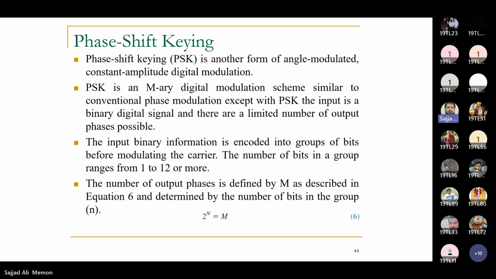Now in FSK, we have only binary FSK. We can have either 1 or 0, and we have two frequencies, the mark and space frequencies.